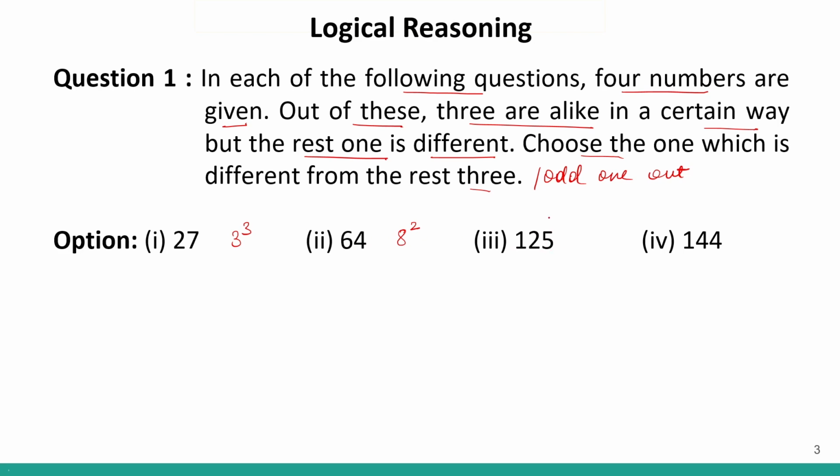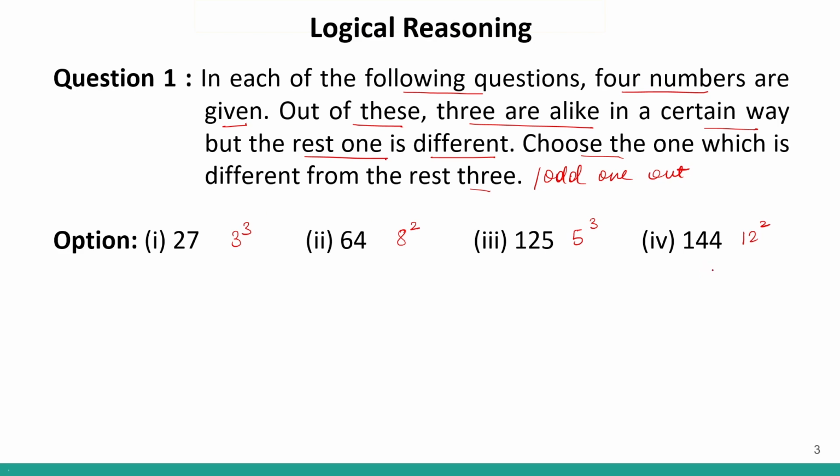125 is a 5 cube. And 144, if I look at this, is basically 12 square. So now we have 2 perfect cubes and 2 perfect squares. So probably this is not the logic.